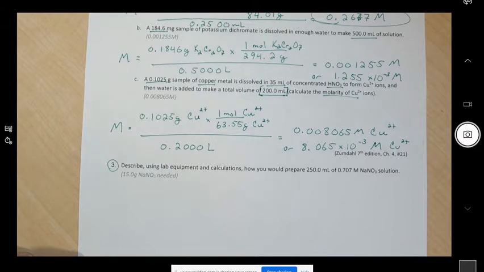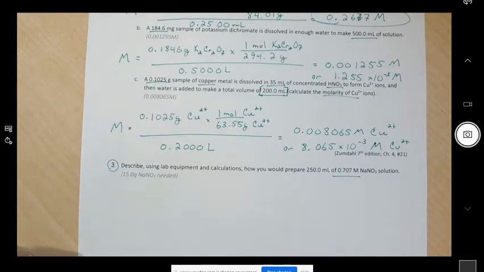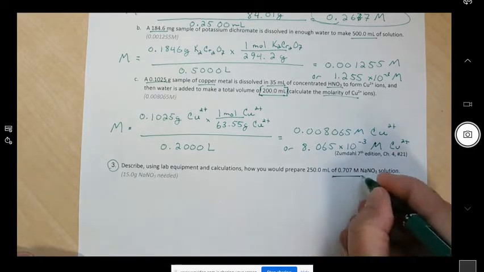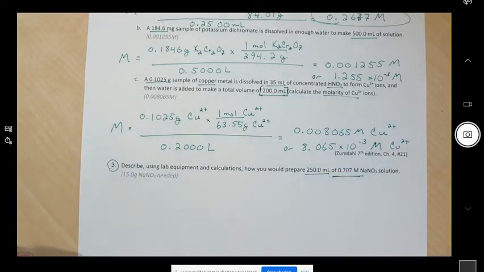So in order to make this solution, we need to know how many moles we need to add. So there's a couple different ways you can do this. You can go back up and you can use that formula for molarity, plug this in for molarity, plug 0.2500 in for volume, and then solve for moles. I'm going to use dimensional analysis.